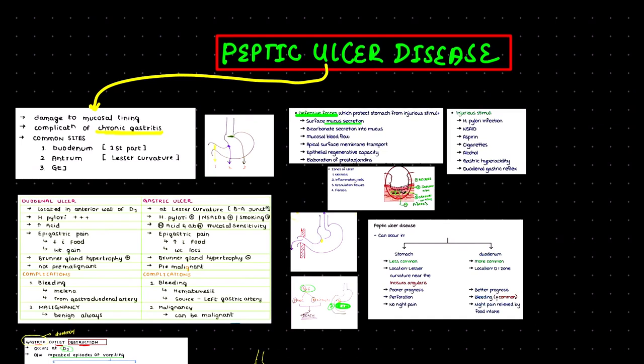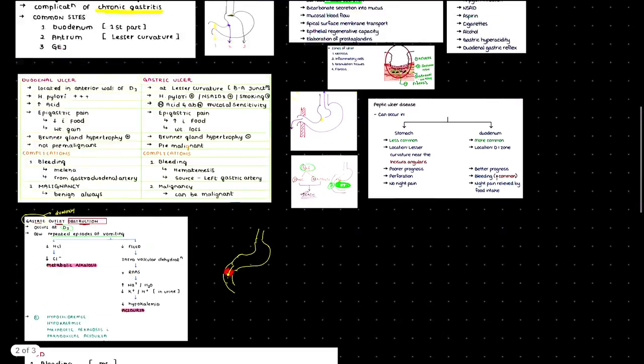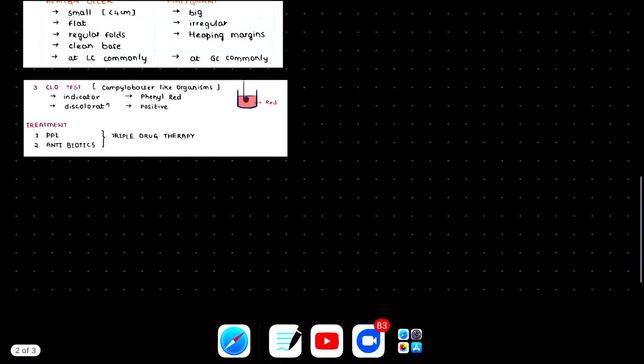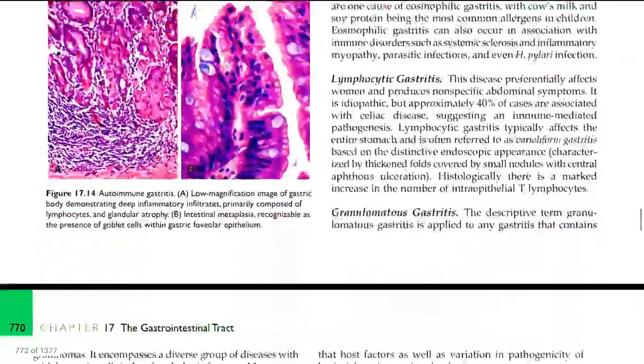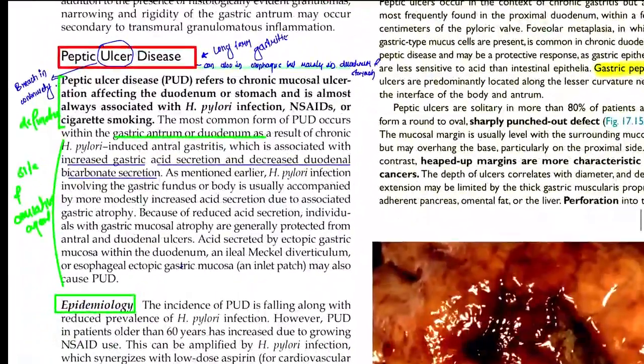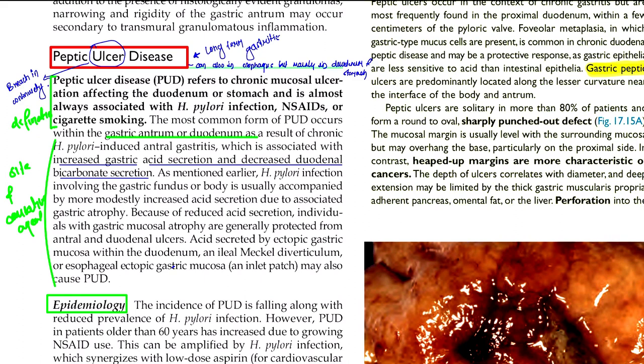Now what about the other things? We talked about all these things. Now let us move toward our book, Robbins. What is mentioned in Robbins? As you can see in the first line, peptic ulcer disease refers to chronic mucosal ulceration affecting the duodenum or stomach, and is almost always associated with H. pylori, NSAIDs or cigarette smoking. Simply, here is the mention of the definition.